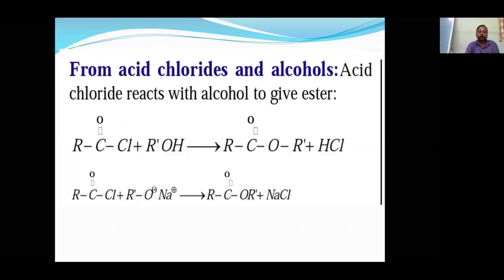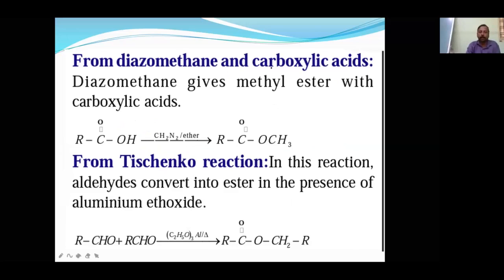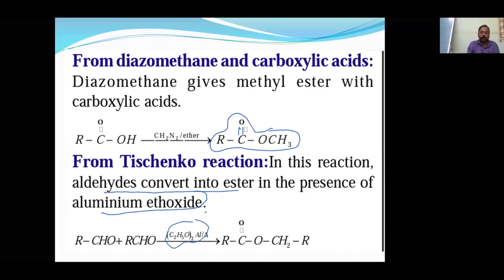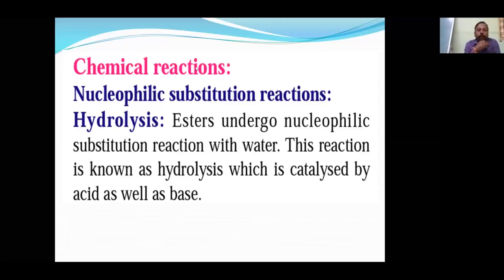From diazomethane, only methyl esters are produced. This we have studied in the properties of carboxylic acid also, and I told you this is going to be studied again. The only problem is that this will give you the methyl ester only. But in this reaction, aldehyde converts into ester in the presence of aluminum ethoxide. If this condition is written and aldehydes are used, then that reaction is called the Tishchenko reaction. What is it called? Tishchenko reaction.